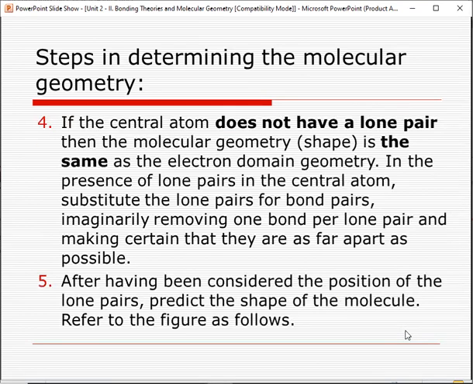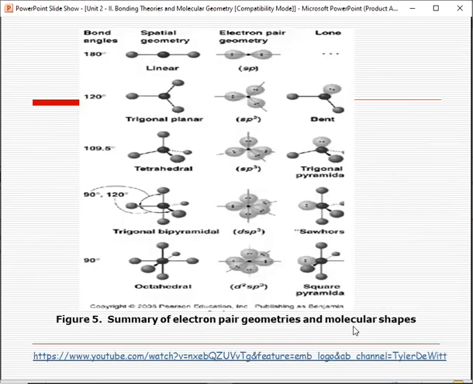If the central atom does not have a lone pair, then the molecular geometry shape is the same as the electron domain geometry. In the presence of lone pairs on the central atom, substitute the lone pairs for bond pairs, imaginarily removing one bond per lone pair and making certain that they are as far apart as possible. After considering the position of the lone pairs, predict the shape of the molecule referring to the figure as follows. That table is also in the handouts.